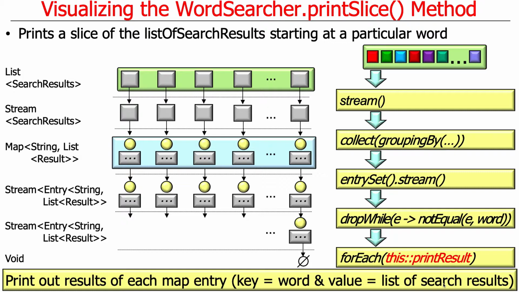So this is a little bit more interesting than the printResults method, because printResults was very simple. It just threw everything into the map, and then it printed it. This throws everything into the map and then drops all the stuff we don't care about and then prints everything from that point onwards. So it's arguably a more interesting method.